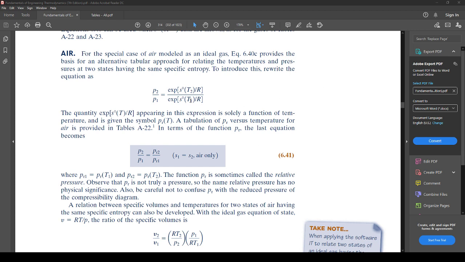Okay, so this is important. So this right here is for air. So everyone, this is very important for future classes and for probably this one as well. So air, this is a special case, right?